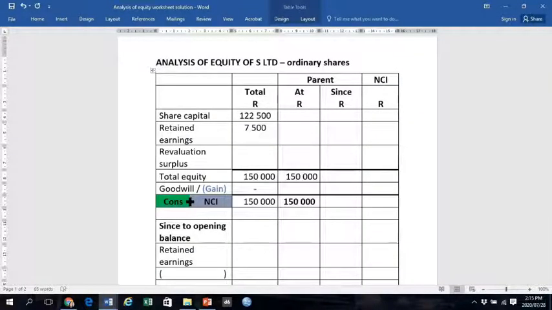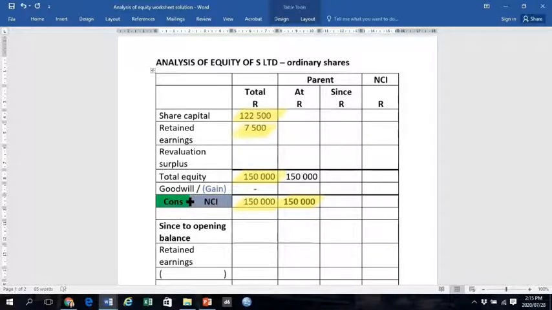In the information from example 7.1, we know that the share capital at acquisition date was 122,500 Rand. The at acquisition retained earnings was 7,500 Rand. We know that the parent paid 150,000 Rand for 100% interest in the net assets of the subsidiary. We further know that the excess paid by the parent is attributable to the undervaluation of the land and not goodwill. So if you follow the calculation in your at acquisition section, that then means that the consideration plus NCI, which is 0 in this example because the parent has 100% interest, equals 150,000 Rand. Because there is no goodwill, it means that the total equity of the subsidiary should also be 150,000 Rand.